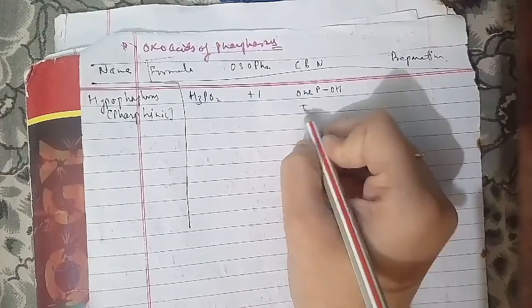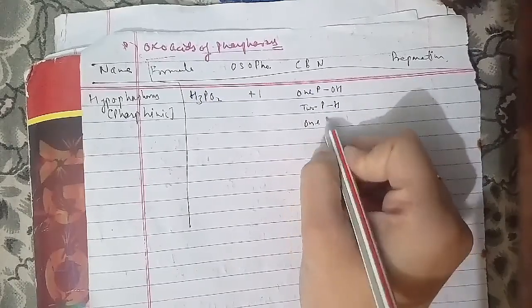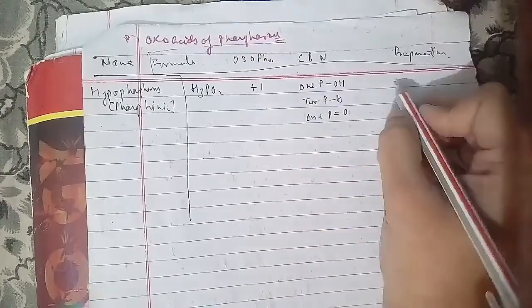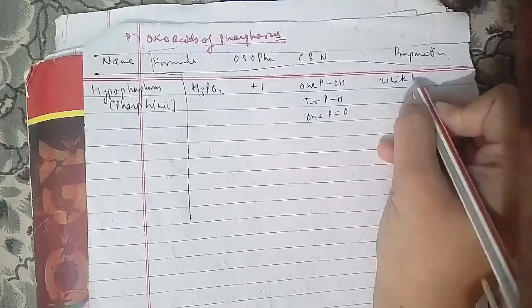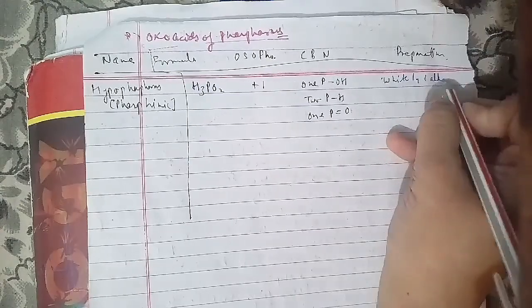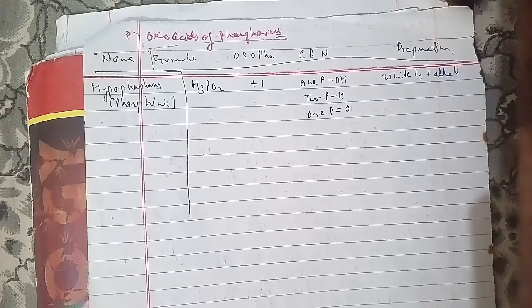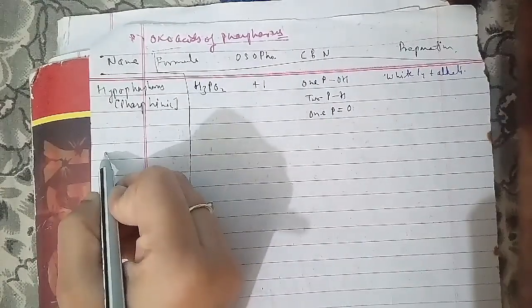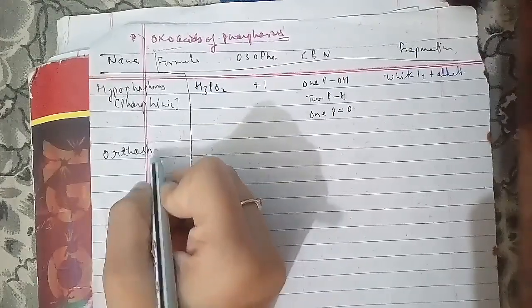Now the second we'll talk about is orthophosphorus, which is also known as phosphonic. Okay, so I will draw a line here so you get to know. The formula for this is H3PO3.